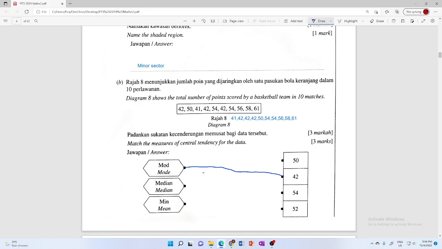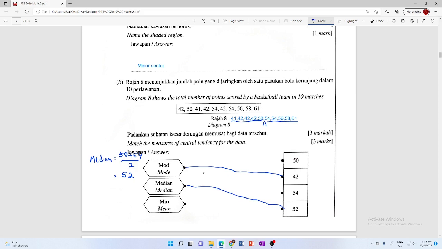And median is the number in the middle of the set. So this set have 10 numbers. In the middle should be 1, 2, 3, 4, 5. This is 1, 2, 3, 4, 5. So the number should be in between 50 and 54. So the median, we need to calculate the median. Median is between 50 and 54, so divided by 2, that's equals to 52. So the answer is 52.